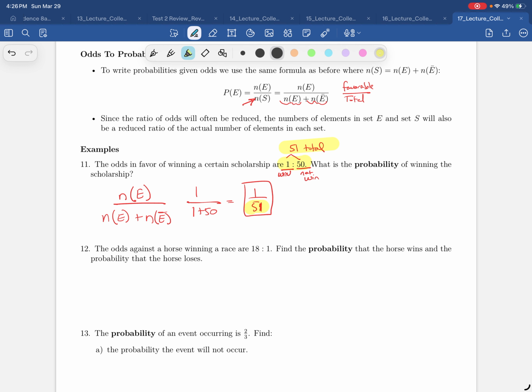The odds are used in horse racing a lot too. I don't really understand horse racing, if I'm being really honest. So it is what it is. But it is really common to talk about the odds when you're doing horse racing.